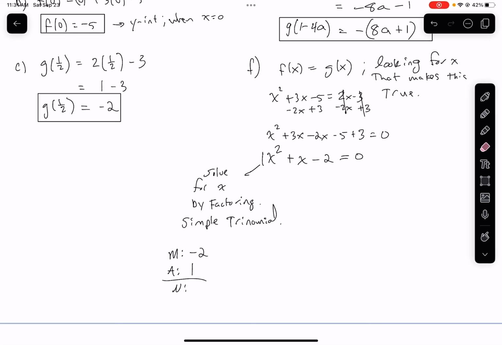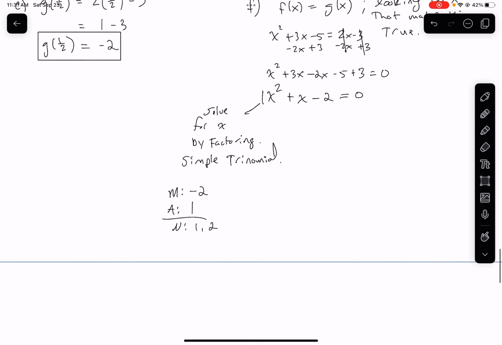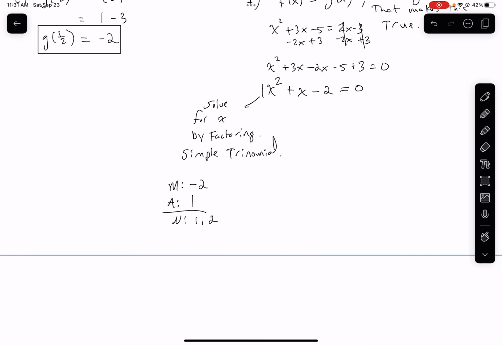So 1 and 2 are the two factors that I think end up working. We just need to assign a negative sign to force the addition to work out. With the negative on the 1, -1 times 2 is -2, and -1 plus 2 is +1, so that checks out. And so we factor this: x minus 1 times x plus 2 is equal to 0.